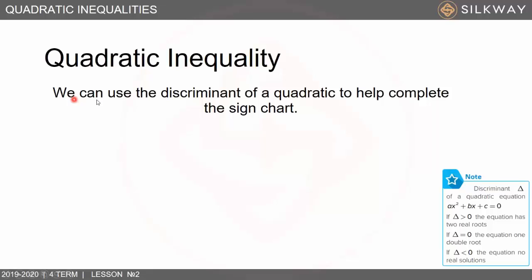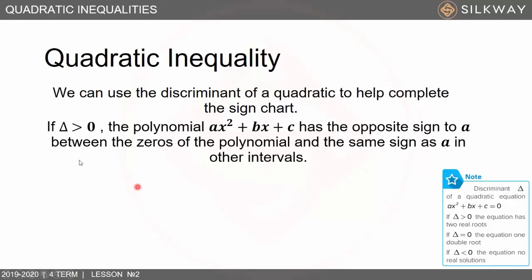Okay? We can use the discriminant of a quadratic to help complete the sign chart. Look at this note. If our discriminant is greater than 0, the equation has two real roots. Yes? If equal to 0, double root. If less than 0, we have no real solutions. And then in inequality, look here.